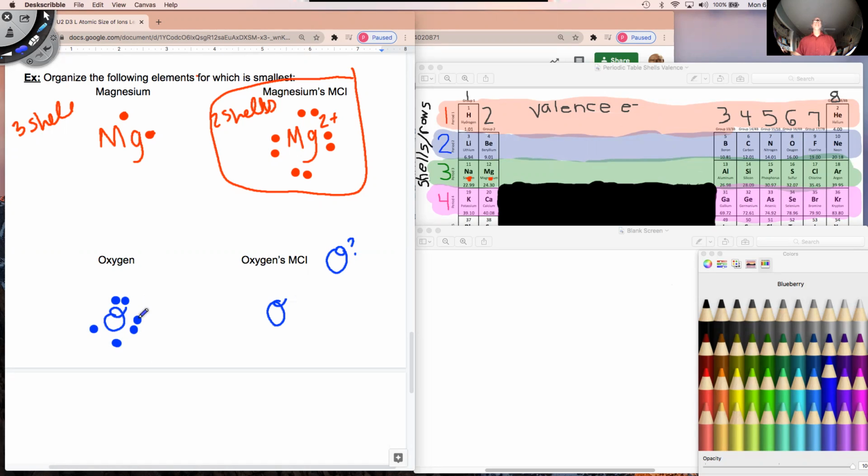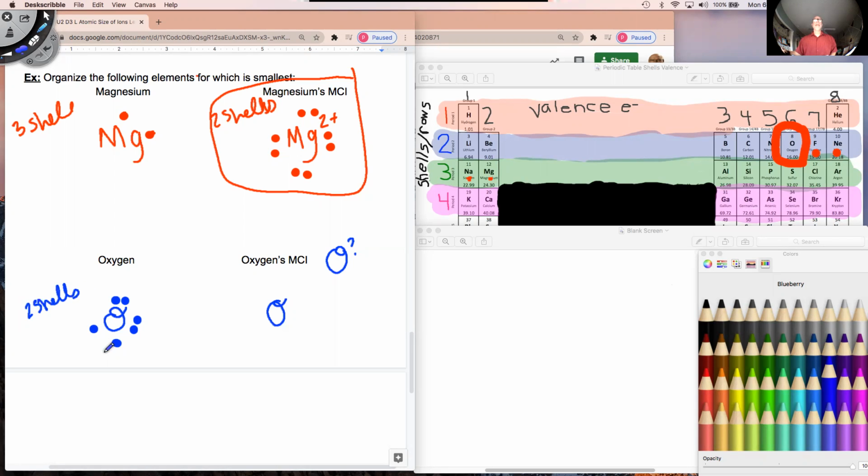Well, oxygen has 6 electrons. How many electrons is oxygen going to want total? Oxygen's going to want 8. So oxygen can either gain 2 electrons, or it can lose all of these. And due to our last lectures, whichever is the smaller number, that's what it's going to do. So it's going to gain these 2 electrons, and let me put that in blue so we don't get confused. That's oxygen's regular form, neutral oxygen, and that's going to have 2 shells.